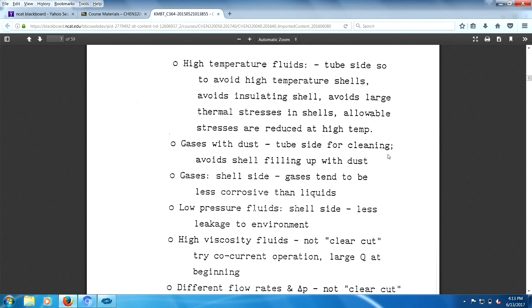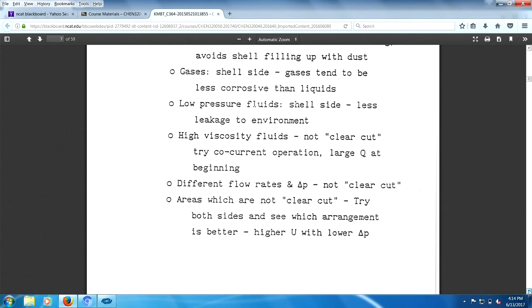Gases with dust, tube side, easier cleaning. Shell side, anything bad news goes tube side. You get that? You don't want anything in the shell. Shell is a first-class pain in the neck because it's got a really bad flow geometry. Got lots of nooks and crannies. Anyway, low pressure shell side, less leakage to the environment. There you go. So these are design considerations, which fluid, which side.